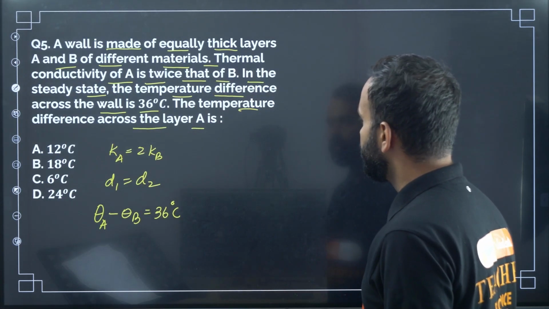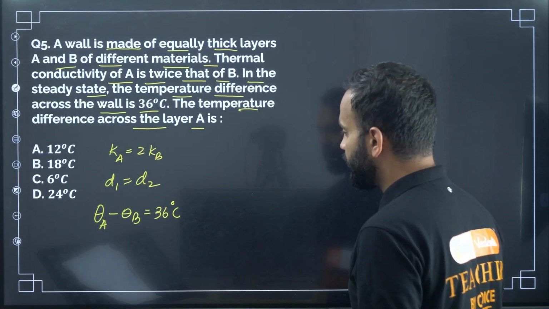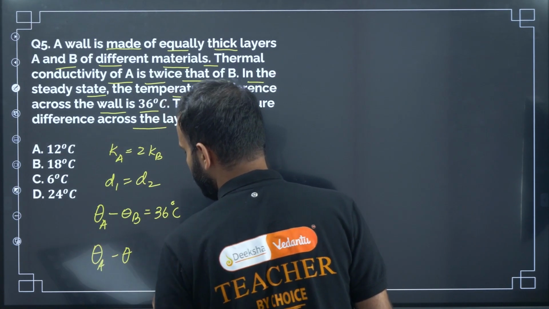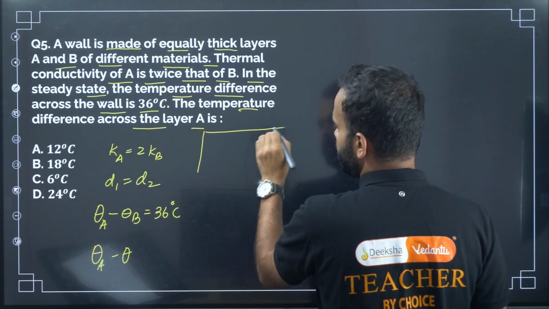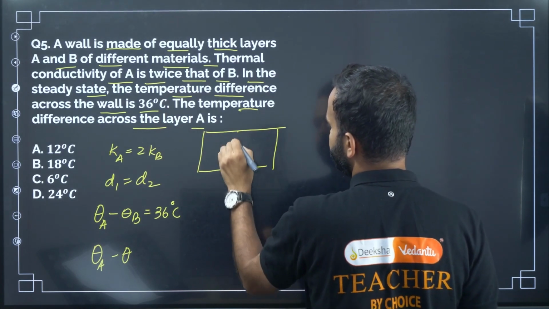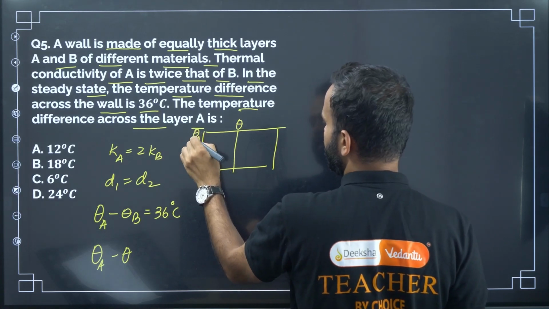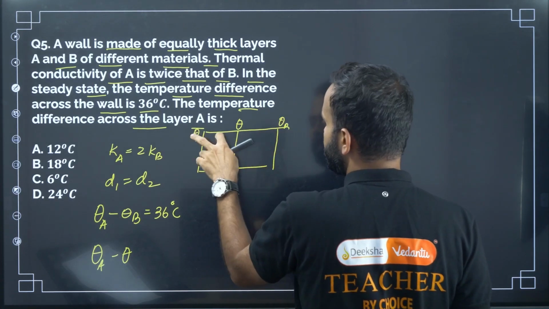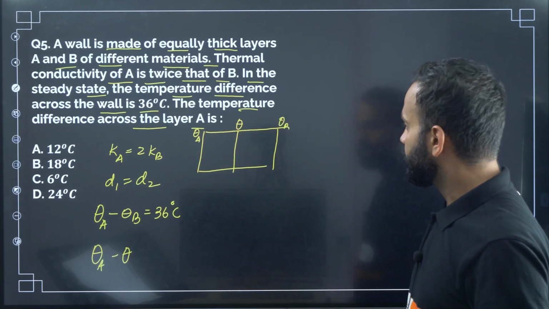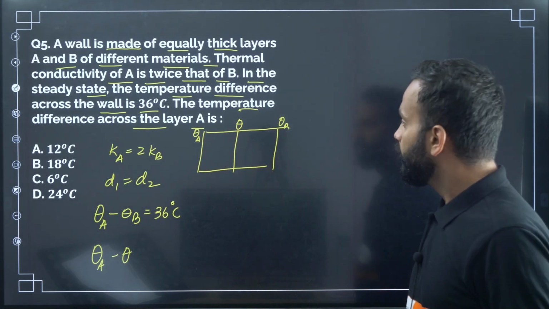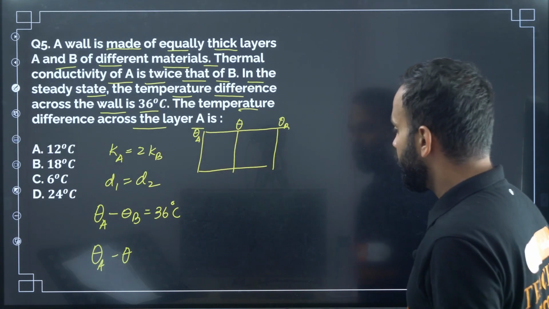We need to find the temperature difference across the layer A, that is theta A minus theta, right? How? See here, this is the wall, and this is the common temperature theta. So now theta A and theta B, theta A minus theta B is 36 degrees Celsius. We need to find the temperature difference across the wall, that is theta A minus theta.